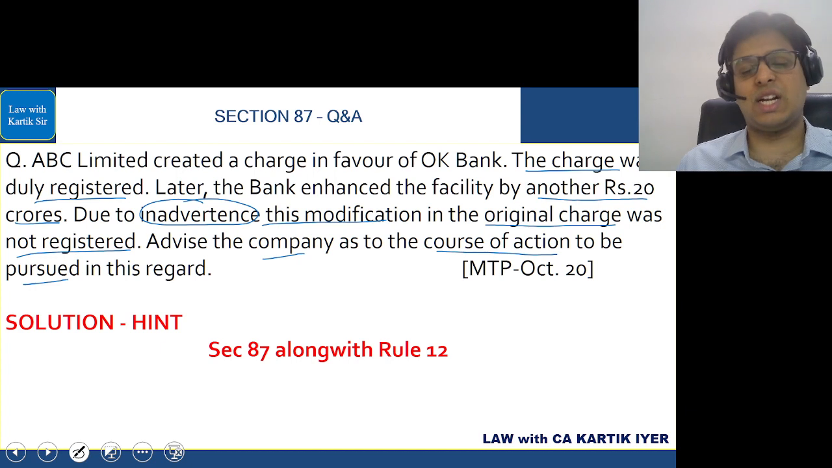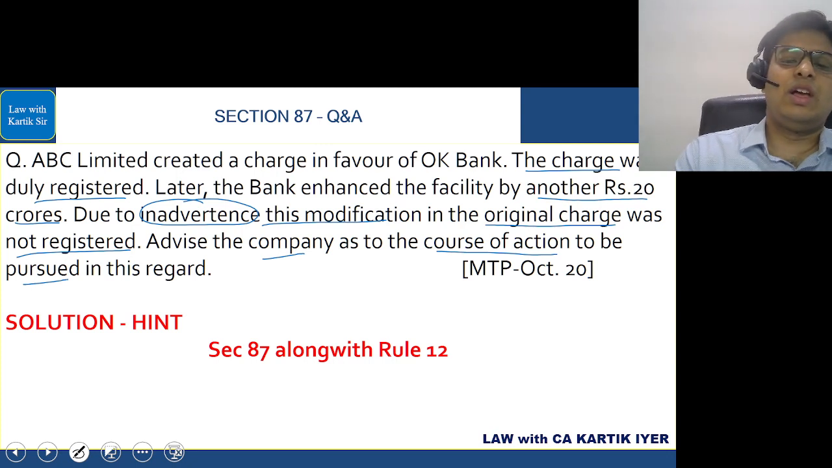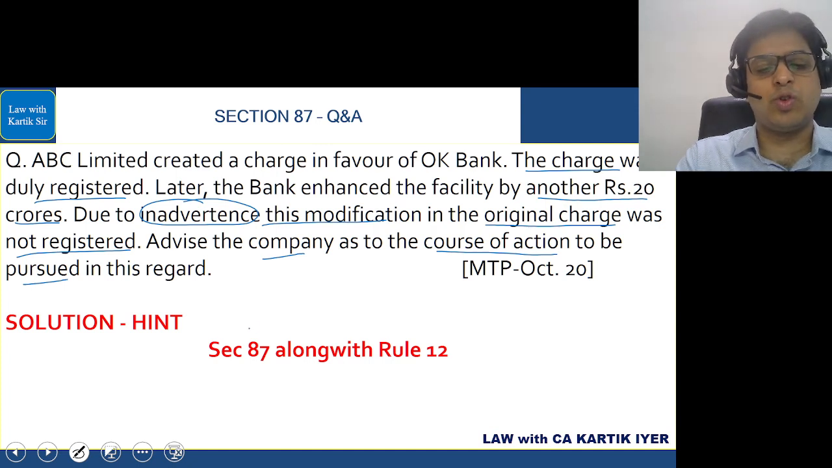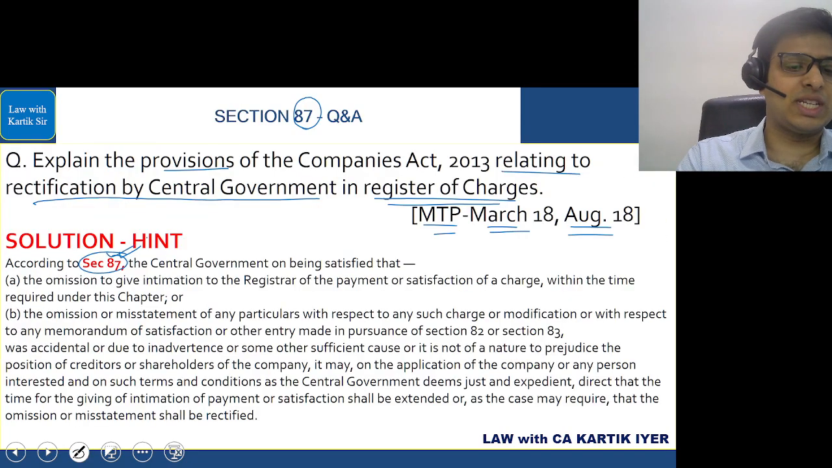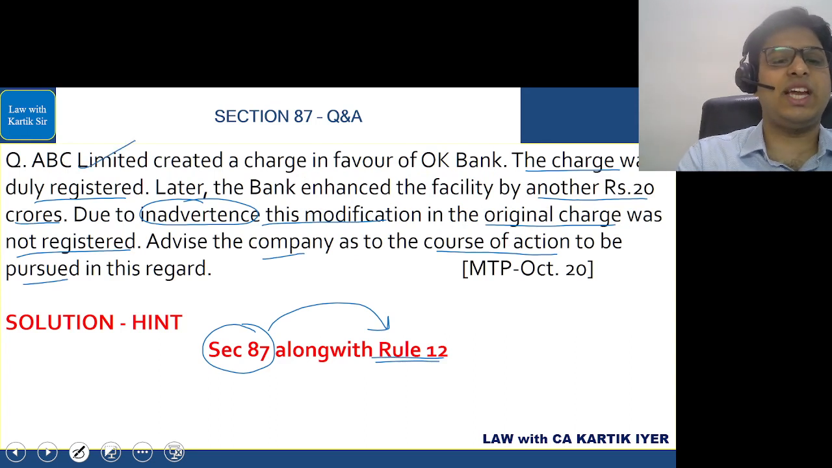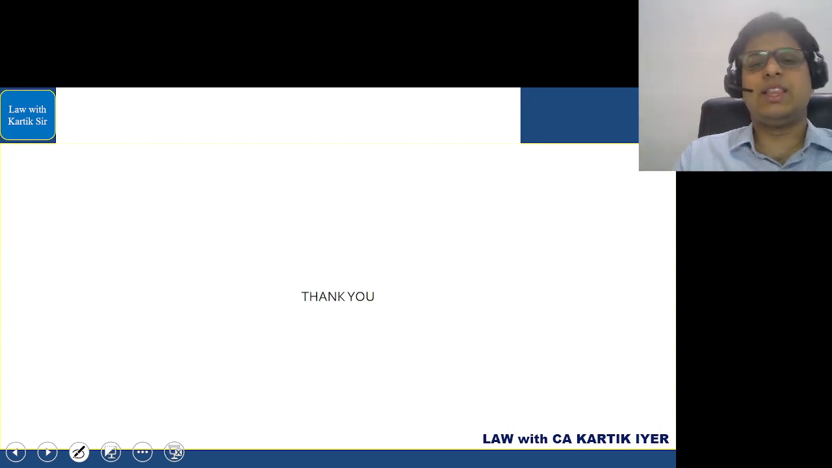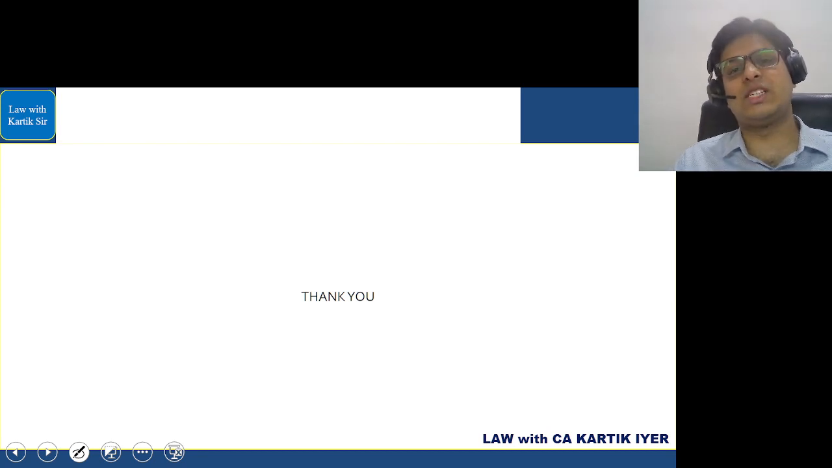If you have not registered within 30 days, and the further period of 300 days, the creation of charge or the modification, whatever it is, then you have to go to the Central Government and get it rectified. So you have to write section 87 along with rule 12. The same thing which I showed earlier, section 87 along with rule 12. Easy, but here it is given in a case study format; earlier it was given in the direct question format. Simple. That completes our questions and answers for chapter number 6, registration of charges.